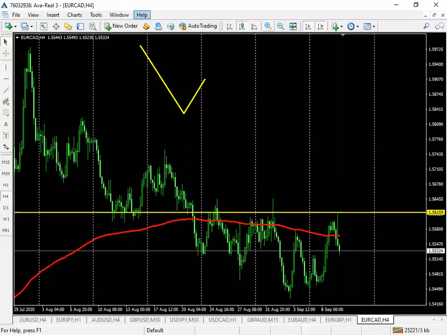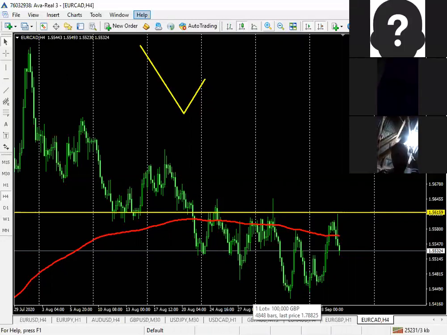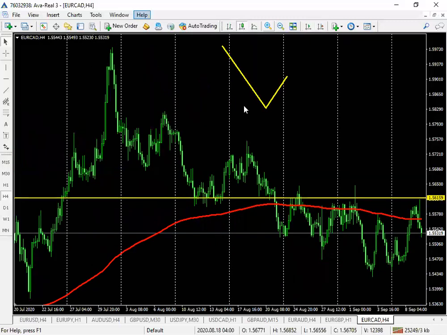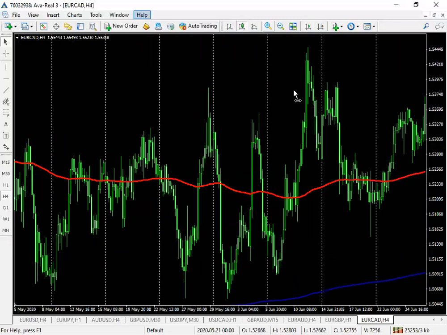Now when we're talking market structure, the market will then range. A range will look something like this. Let me get to some ranging area in the market. There is a range.